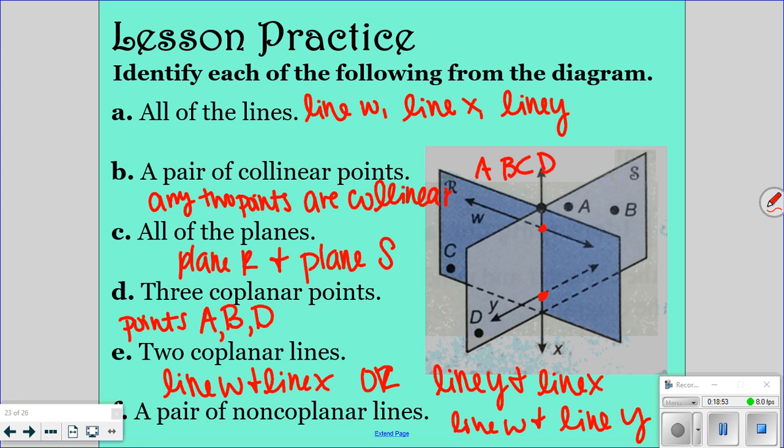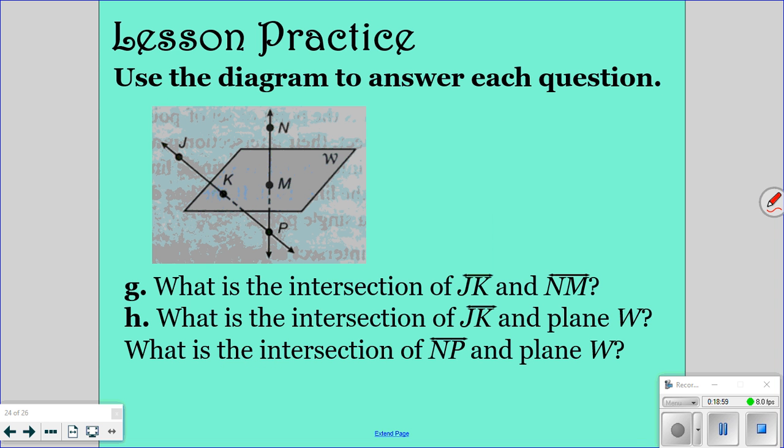Okay, so hopefully you were able to get most of those correct by yourself. Now we're going to look at some more practice problems. So again, you'll pause the video and try to do them by yourself, and then I'll go over them. What is the intersection of line JK and line NM? Well, they intersect at point P.